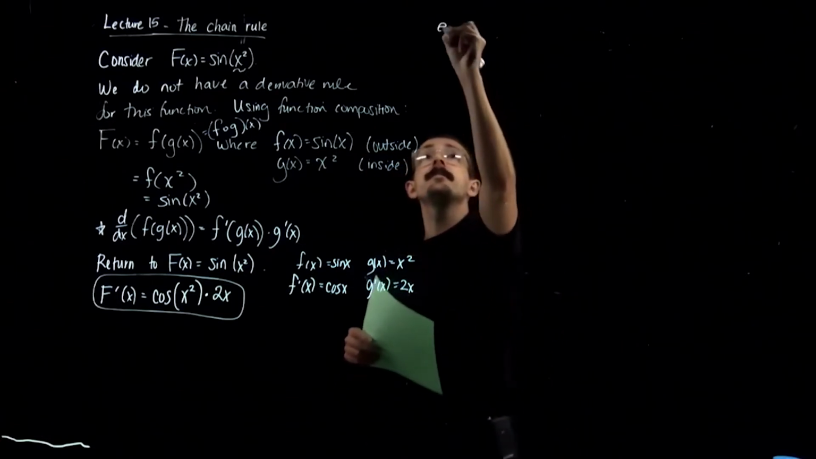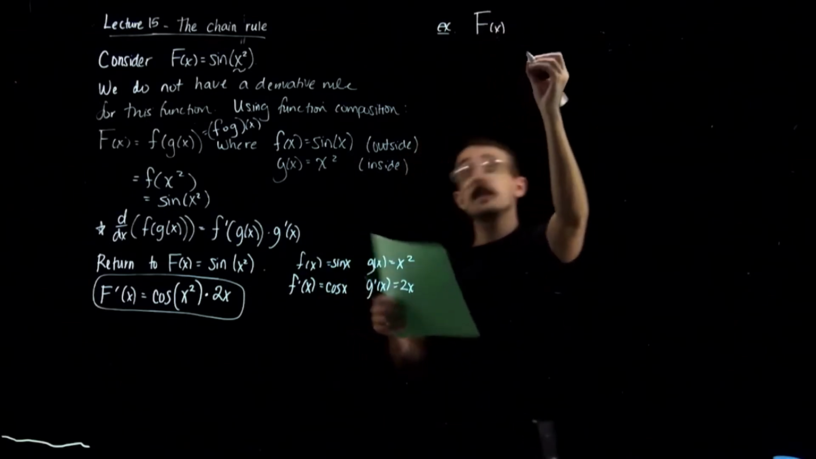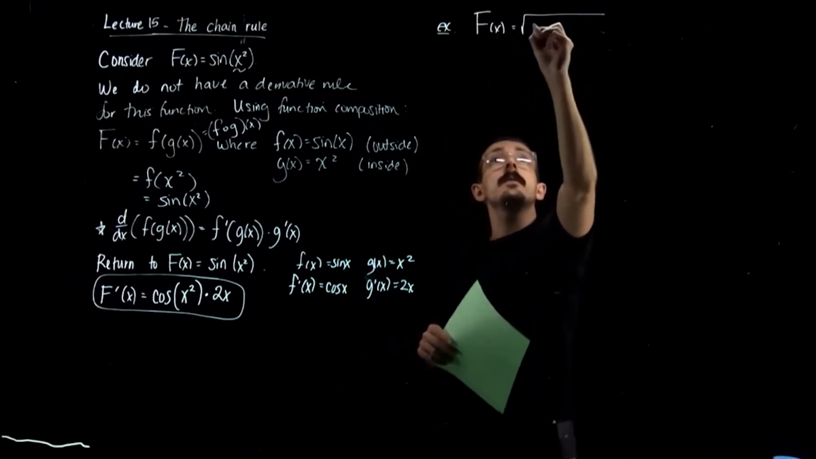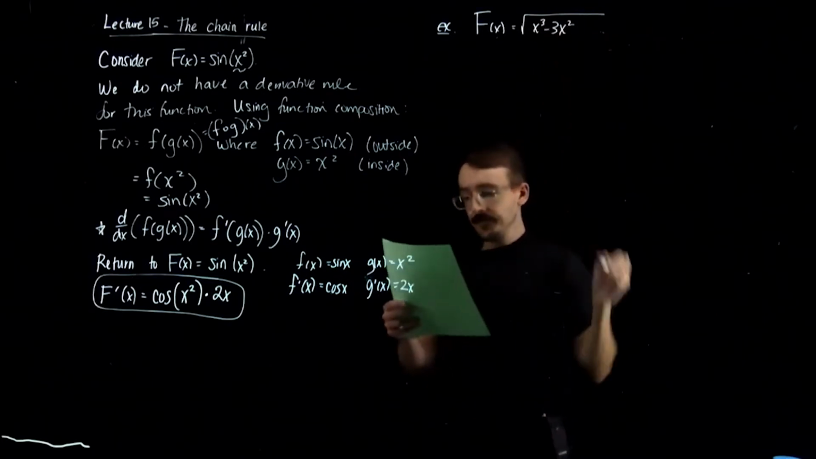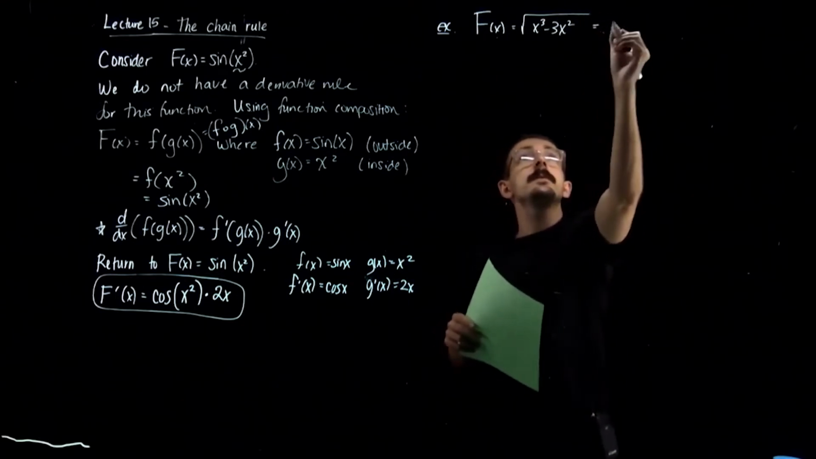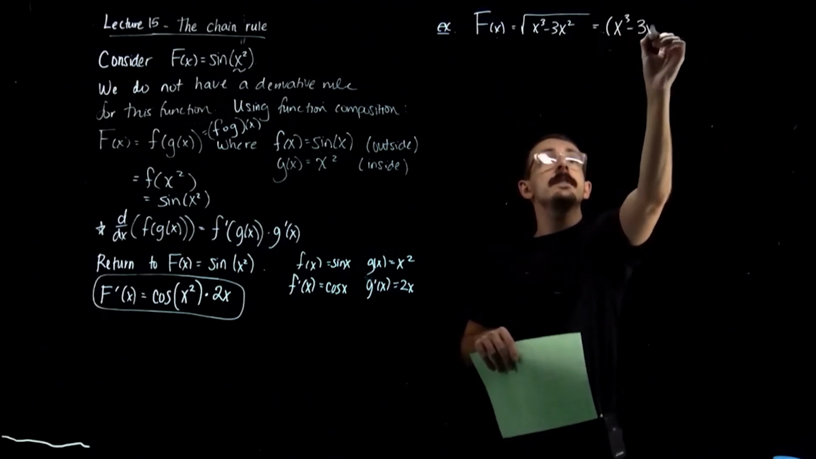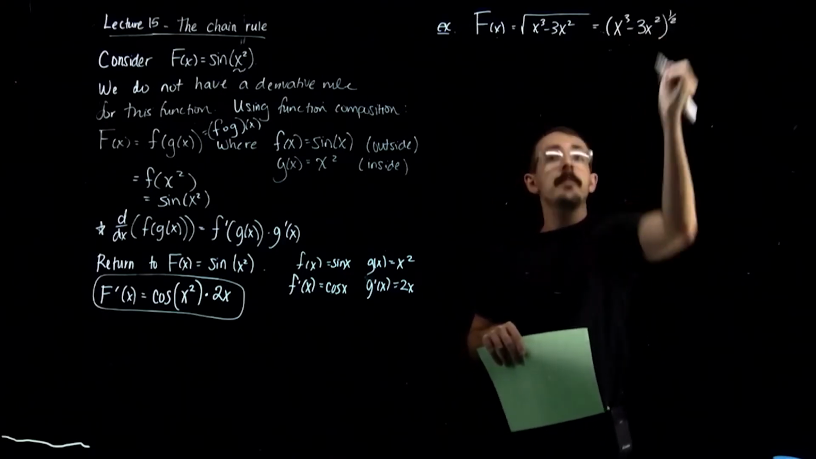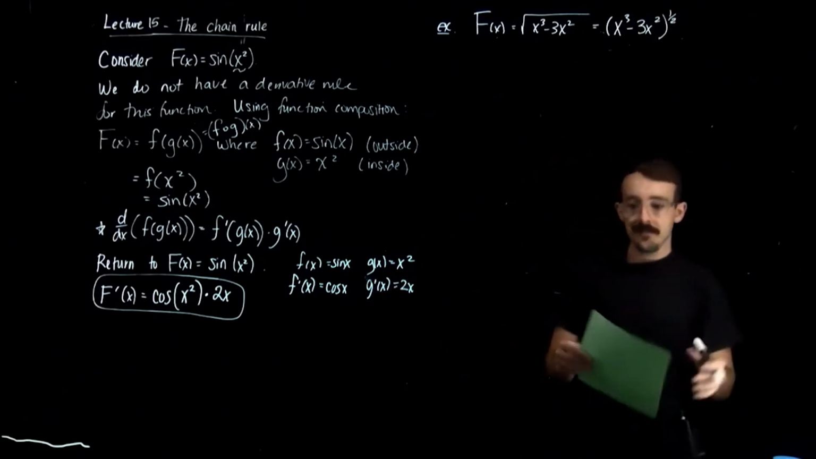Let's look at, we're going to say capital F of x is equal to the square root of x cubed minus 3x squared. This is equal to x cubed minus 3x squared, to the 1/2 power. I always like rewriting my root functions like that first before I begin.